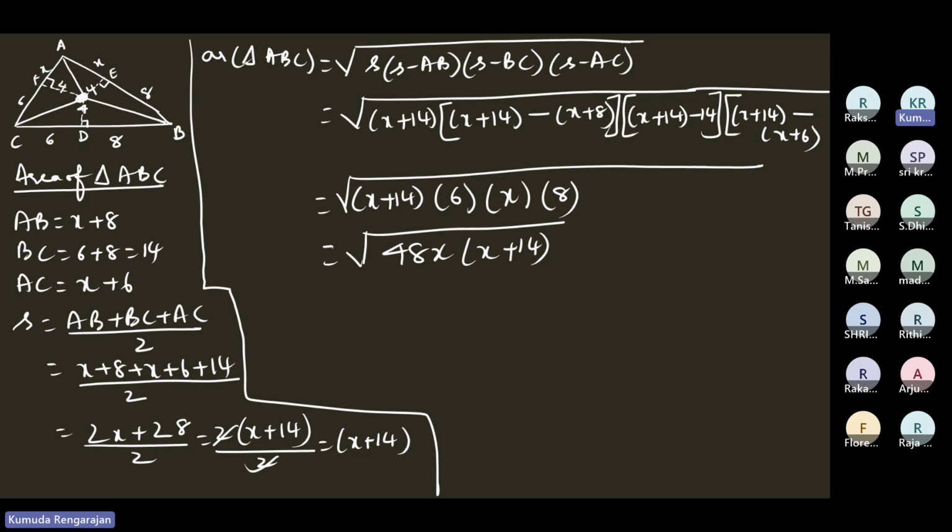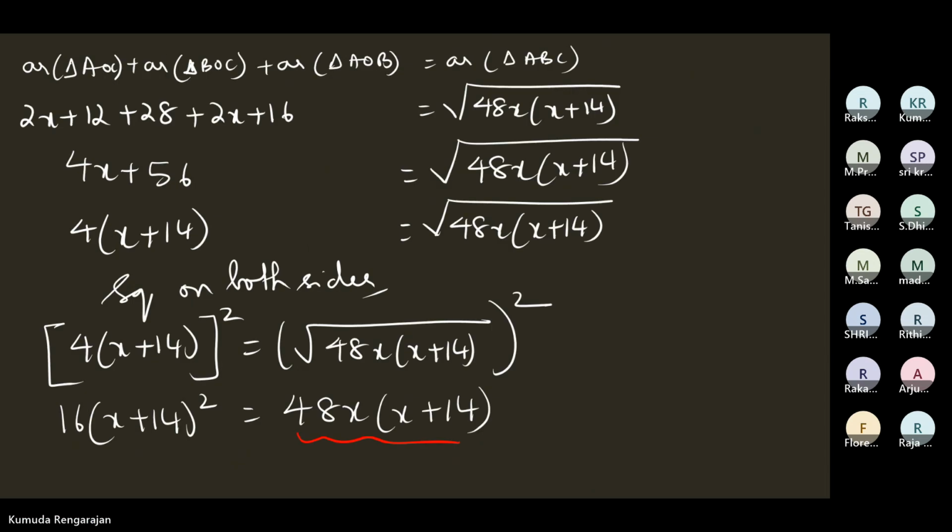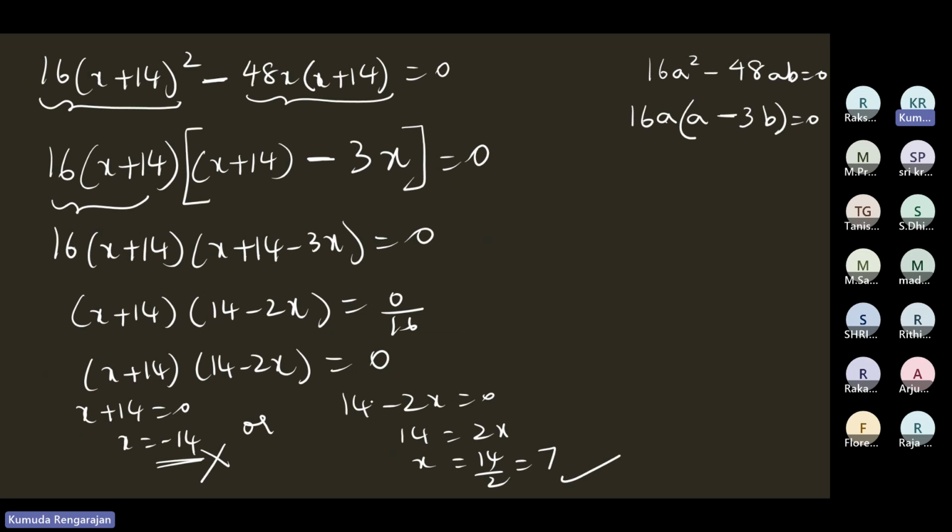Then the area of the smaller triangles, you know, half base into height. The equation is the sum of the areas of the three small triangles is equal to the area of the whole triangle. Then you have to square on both sides, get rid of the square root. Then take this expression also to the left hand side, and factorize. Upon factorizing, we get x is minus 14, x is 7. Negative is not possible, so 7, and hence we find the sides AB and AC.